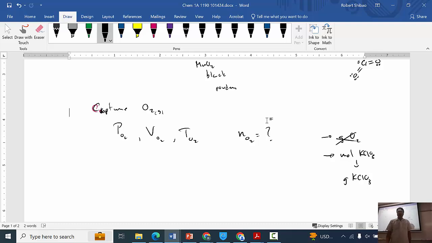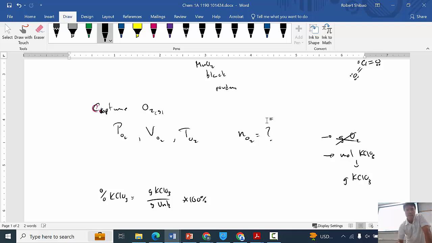And then once we get the grams of KClO3, the percent KClO3 by mass is just equal to the grams of KClO3 divided by the grams of unknown, which is the white solid, times 100%. This we'll call calculation 1.